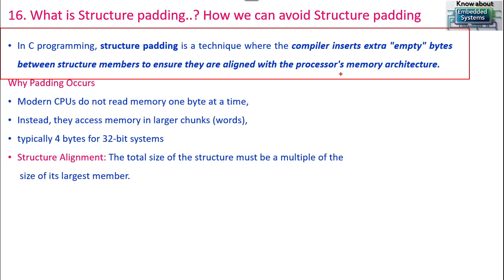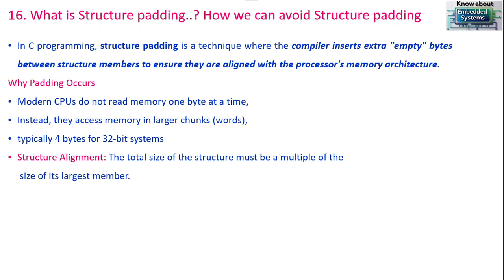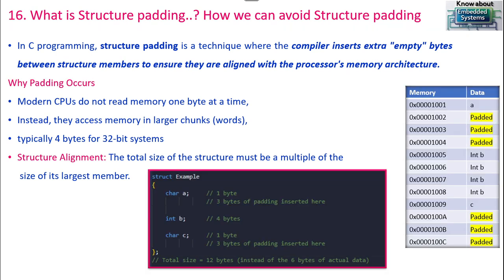So what do you mean by this? Let us see with one example. Let us understand structure padding with one example. Let us consider I have one structure by the name example, which has three members: a character, an integer, and again a character.